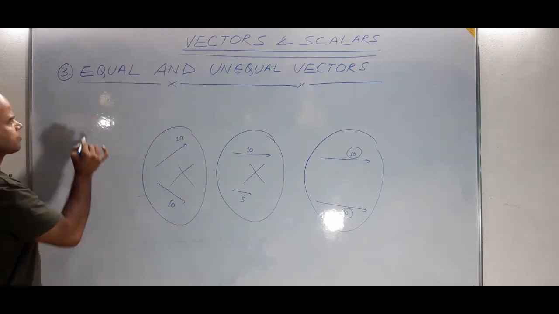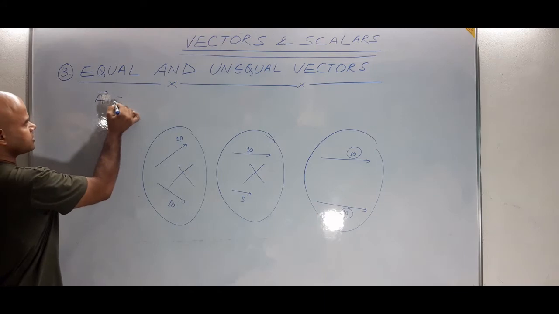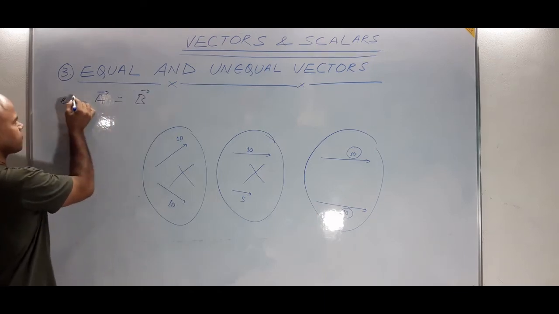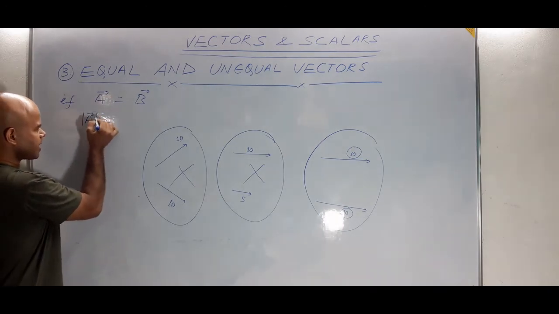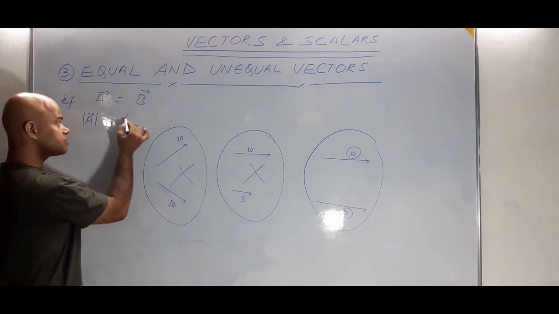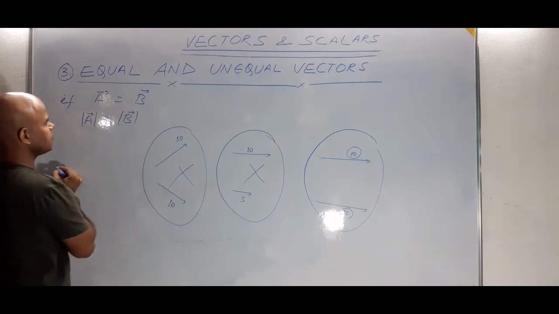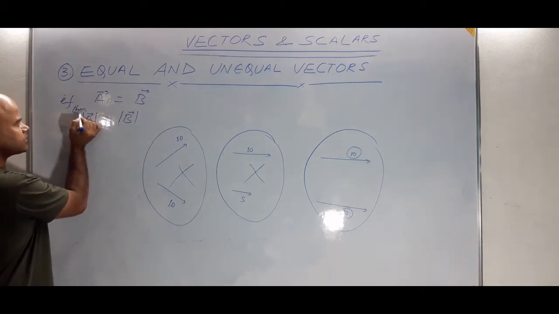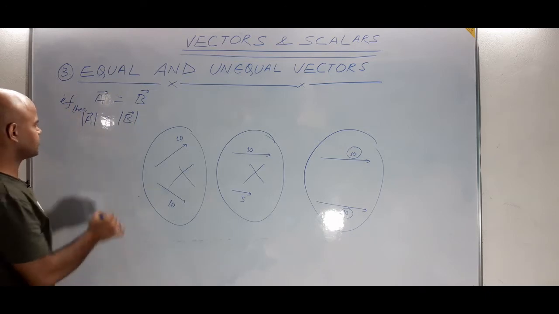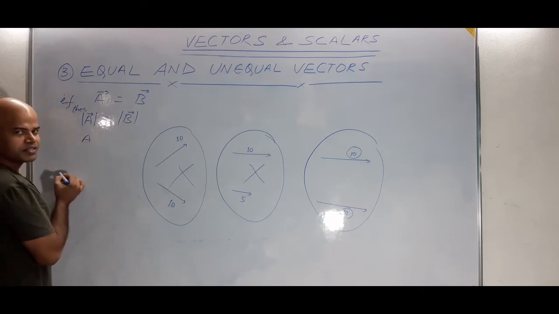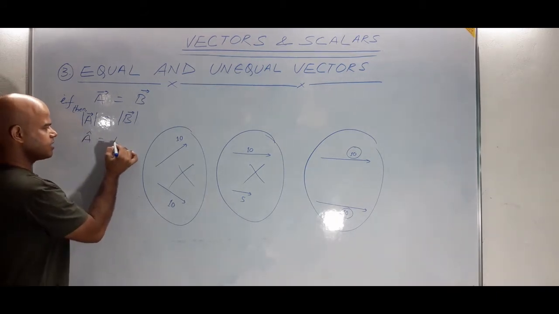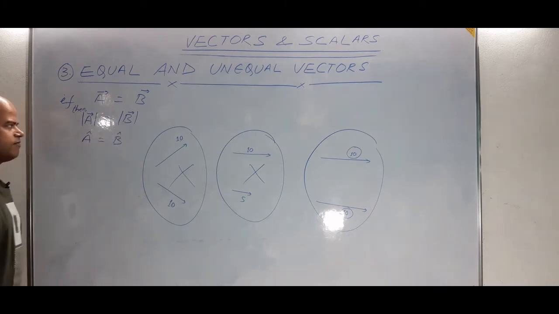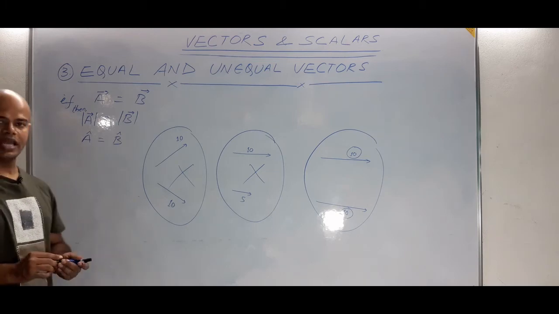So let's write it. If A vector is equal to B vector, then the magnitude of A vector, mod of A vector, must be equal to the magnitude of B vector. And the direction must also be the same. We represent the direction like this, A cap: the direction along A vector must be the same as the direction along B vector. So both of these conditions must be satisfied for two vectors to be called equal vectors.